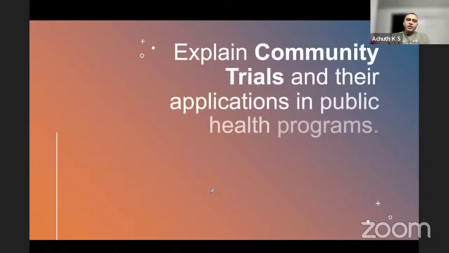Okay. Next, we have explain community trials and their applications in public health. There is something called field trials and community trials also, which are of very near difference. We'll see one by one.